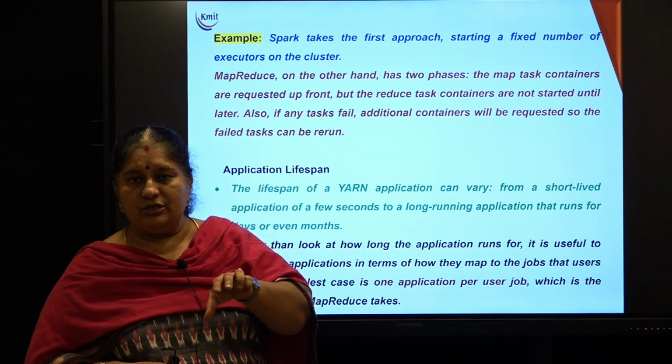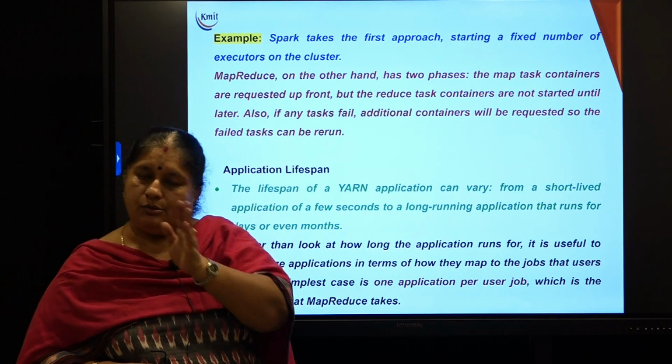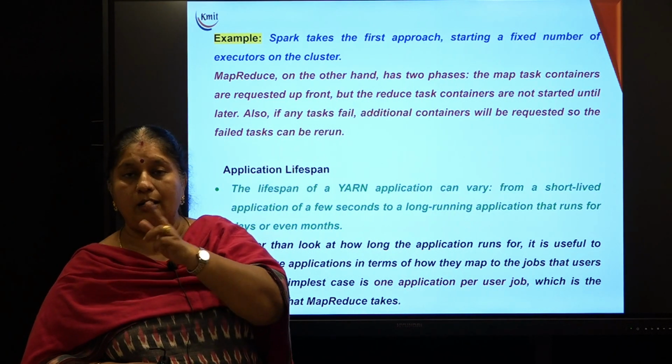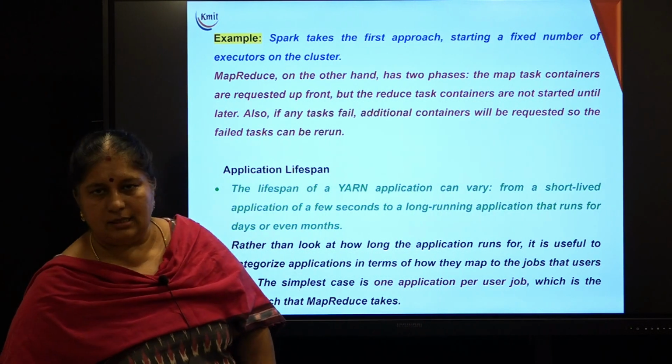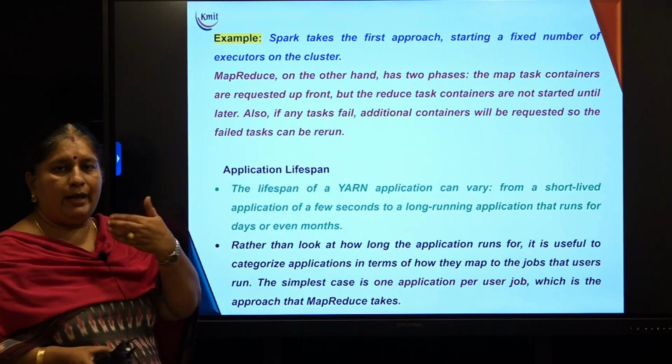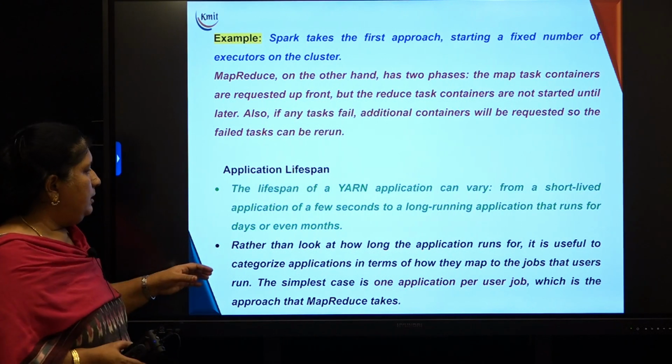Until map finishes, the reducer will not work. So, the reducer resource requests are allocated when the reducer actually starts execution. That is how we go for the dynamic resource request model.